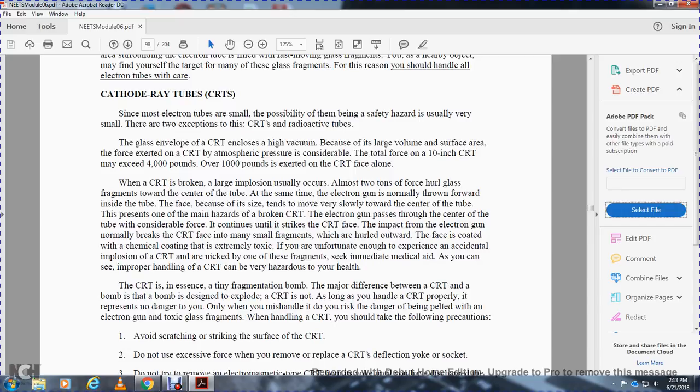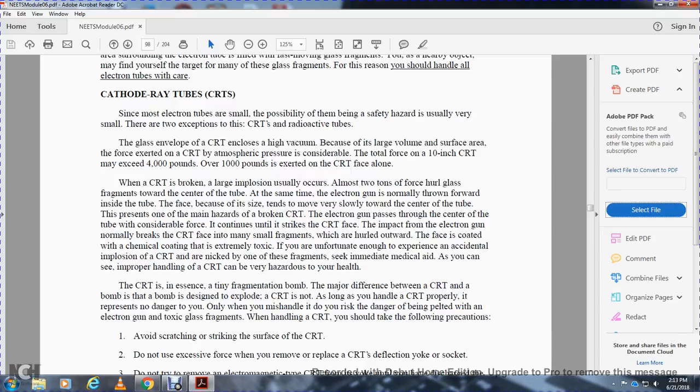At the same time, the electron gun is normally thrown forward inside the tube. The face and the sides of the tube move very slowly toward the center of the tube. The electron gun then passes through the center of the tube with considerable force and continues until it strikes the cathode tube. The impact of the electron gun against the neck of the cathode tube hurls many small fragments of the face outward.